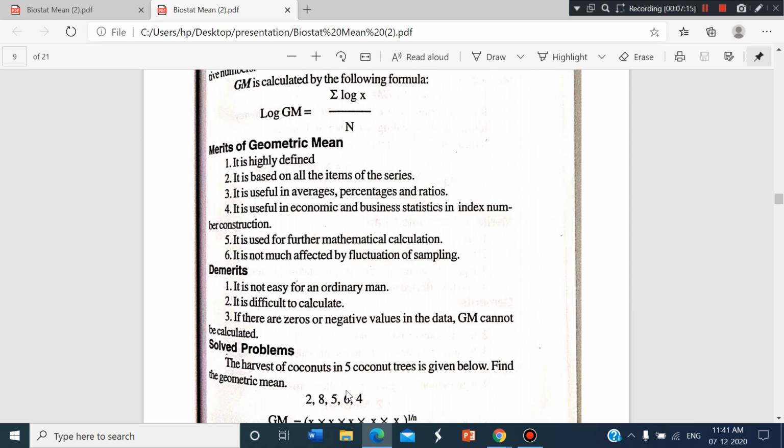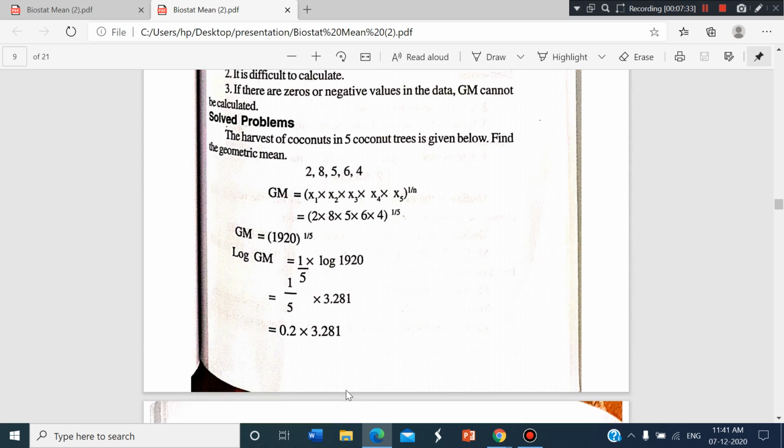But there are problems. It is not easy to calculate by an ordinary man, and it is difficult to calculate also. Suppose there are zeros or negative values in the data, the geometric mean cannot be calculated. For example, I will give you one solved example. Suppose we have 5 coconut trees, and the number of coconuts yielded is 2, 8, 5, 6, 4. You can find out the geometric mean.